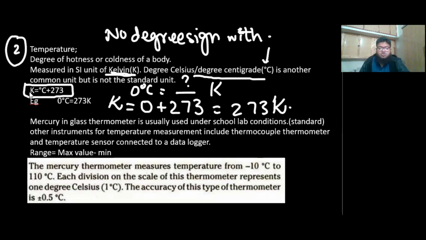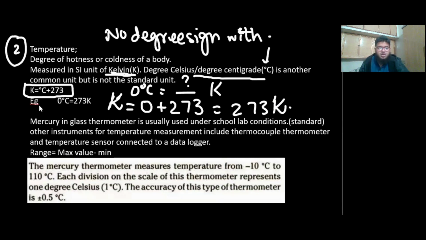Simple. So you can also do a few practice questions for yourself. Now let's just move on. This is not very difficult, I hope, but still very, very important. You do have questions on interconversion between Kelvin and degree Celsius.